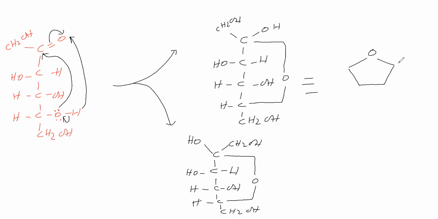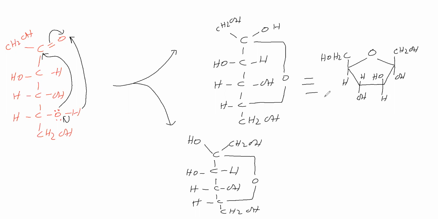Now the second carbon. At the second carbon, the CH2OH on the left side is written at the top, and the OH on the right side at the bottom. Third carbon: OH on the left, at the top. Fourth carbon: hydrogen on the left, at the top. The fifth carbon contains H and CH2OH. Always write CH2OH at the top.